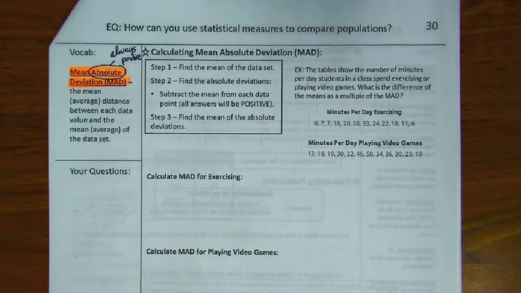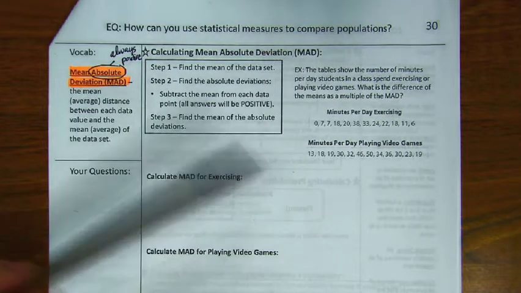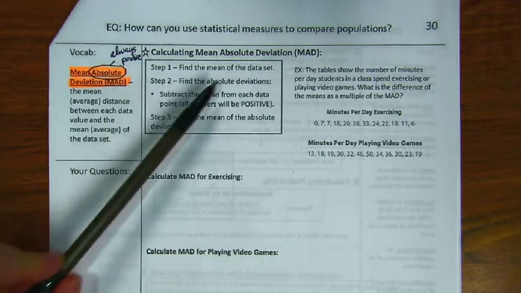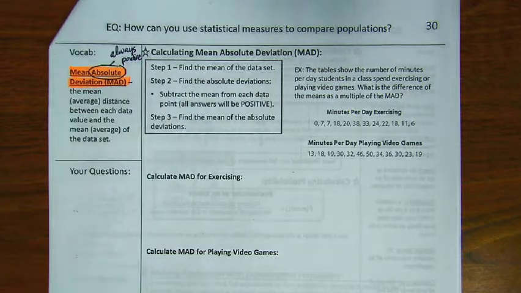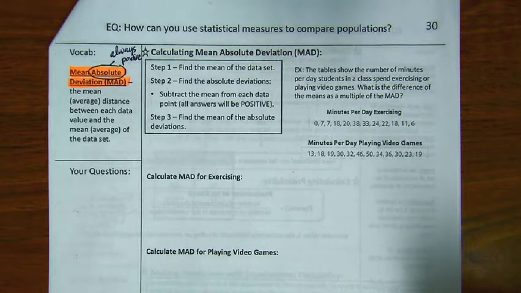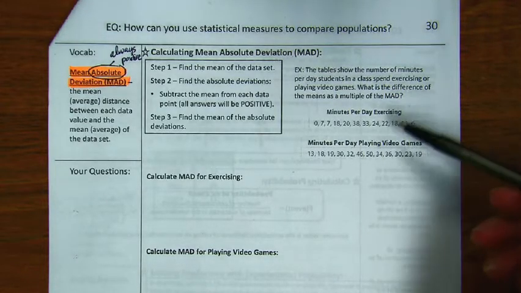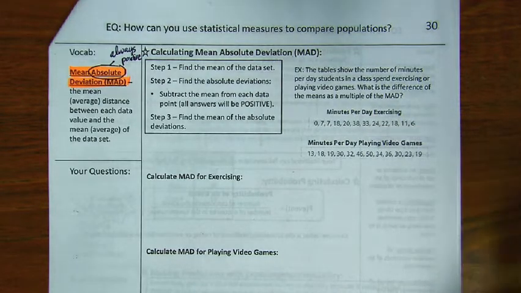So, calculating the mean absolute deviation, or the MAD. Step one, you are just going to find the mean of the data set. That's just the average. Remember, to do that, we add them all and then divide by the number of numbers. So first we're going to do exercising. We need to find the mean of all of these numbers.